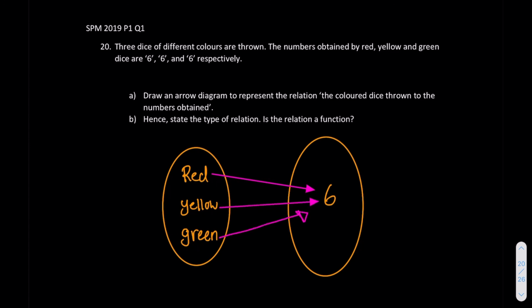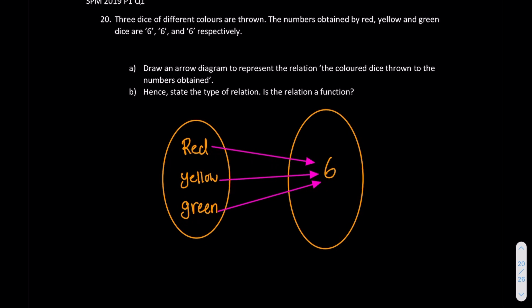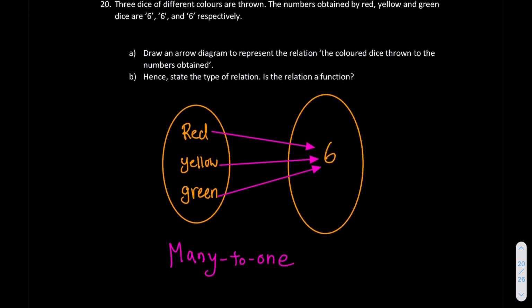Is 666 the devil's number? Not so sure about it. I believe it's not. Now, hence the type of relation: you see, everybody goes after 6. So it is so obvious that this is many to 1. Is this relation a function? Yes. How do we know? As long as the relation at the back is 1, that is a function.